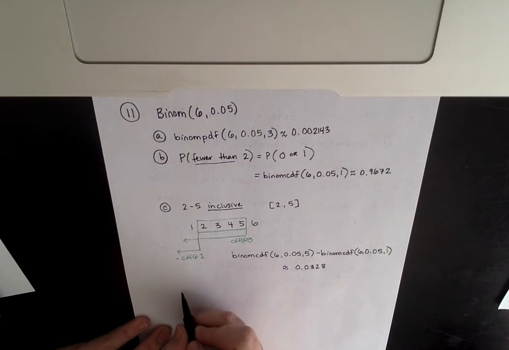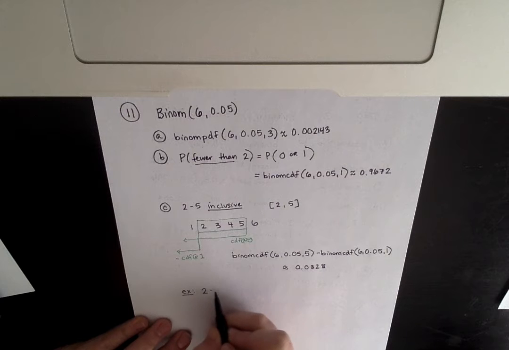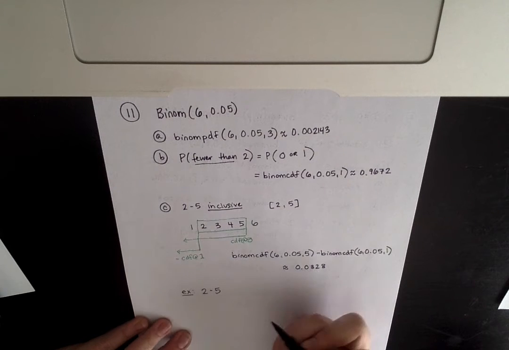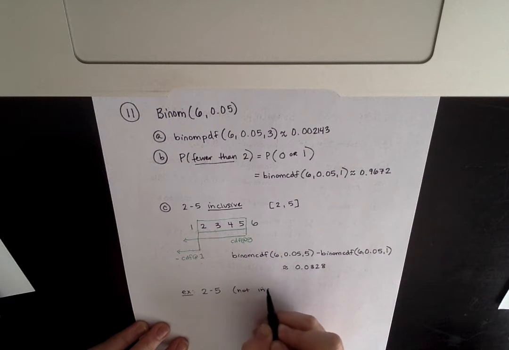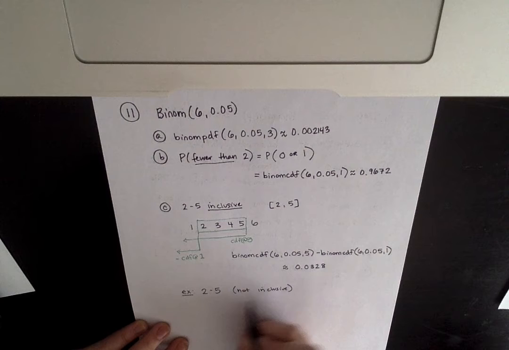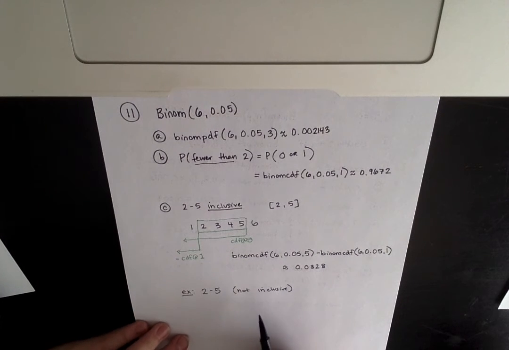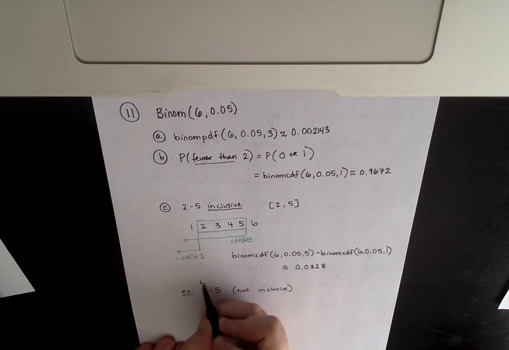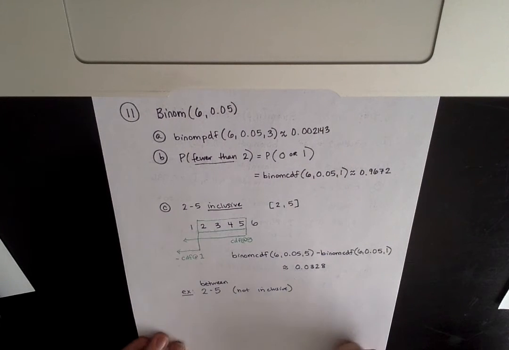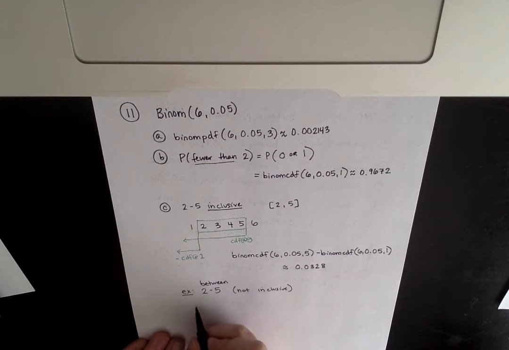Okay, let's look at that, and then this is going to be just an added example. 2 and 5. And then the word not inclusive. Not inclusive. So I don't have to say this. I just have to say between 2 and 5. And that means do not include 2 and 5. So this is strictly between. Okay? So what that means, let's take a look at what we've got here.